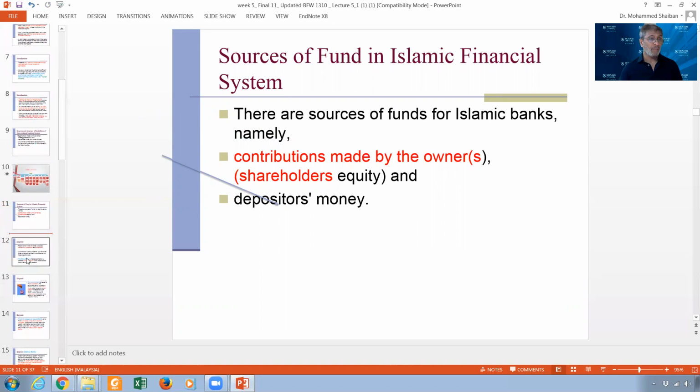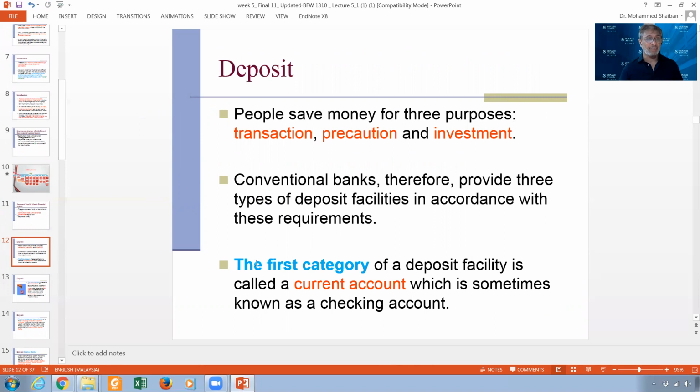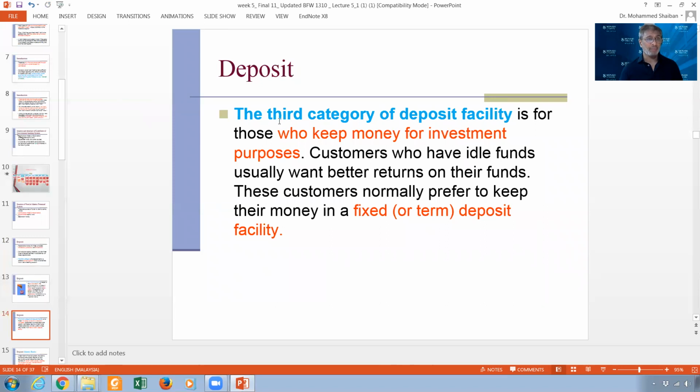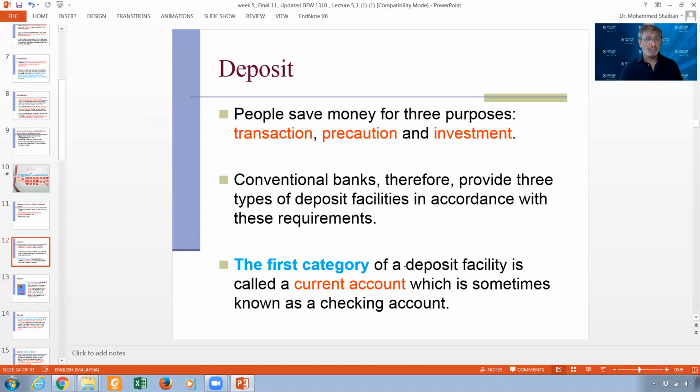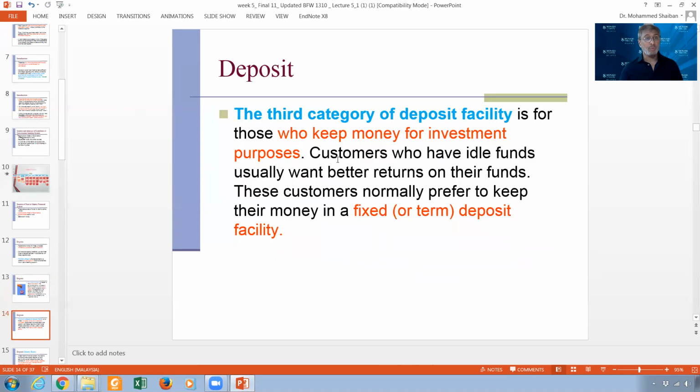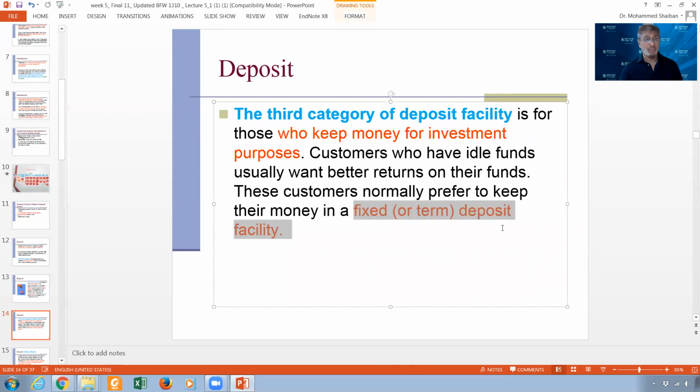Now, the deposits in Islamic banks fall into three categories. The first category is a deposit facility called the current account, sometimes known as a checking account. The second category is the saving accounts, and people have it for saving and for precautionary motives. So they need to keep it there for custody, and at the same time, they also want to keep it for some type of return. The third one is the investment, which comes under the fixed deposits, which I told you are 30 days, 60 days, 90 days, up to 5 years.